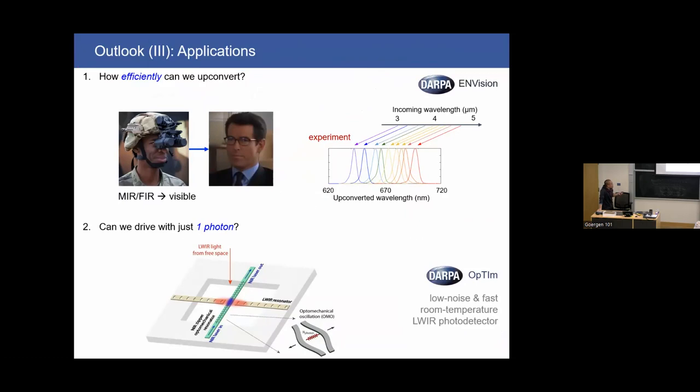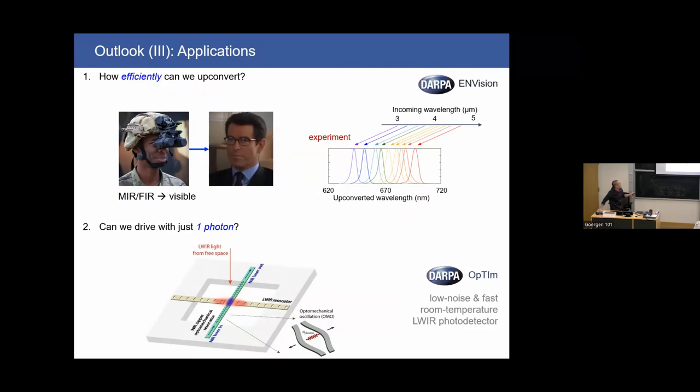The first program we're working on is related to night vision. The goal of this program is to look at the current night vision system, which is very bulky and difficult to use, and transform it into something that resembles much more a classical 007 movie. These are the results we have seen so far, where you can see this is the incoming medium for light, broadband, going from 3 micron all the way to 5 micron.